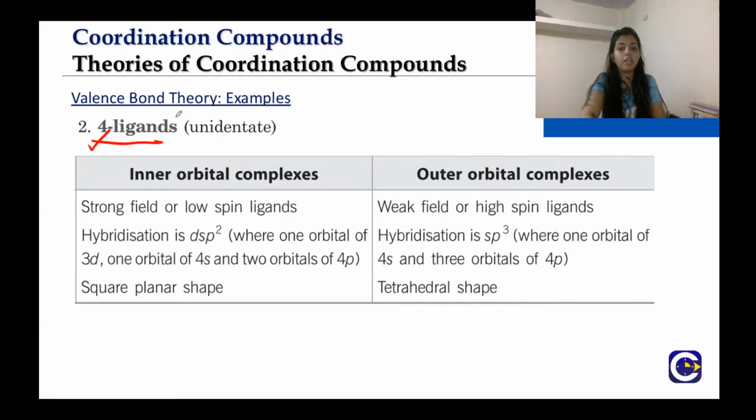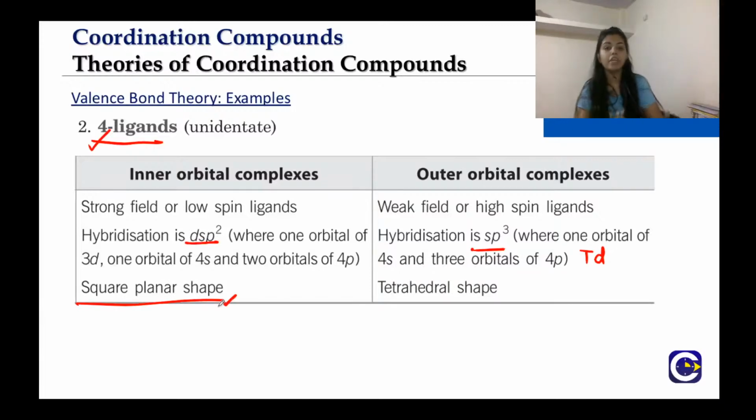coordination number 4. Right? So for coordination number 4, two types of geometries are formed. sp3 hybridization will give you tetrahedral geometry, and dsp2 hybridization will give you square planar geometry. Now we will consider in which cases dsp2 will be formed and in which cases sp3 will be formed. This will also decide whether the 4 ligands are arranged in a square planar geometry or a tetrahedral geometry. And we will also classify them as inner orbital complexes if the d orbital used is the inner one, or outer orbital complexes.